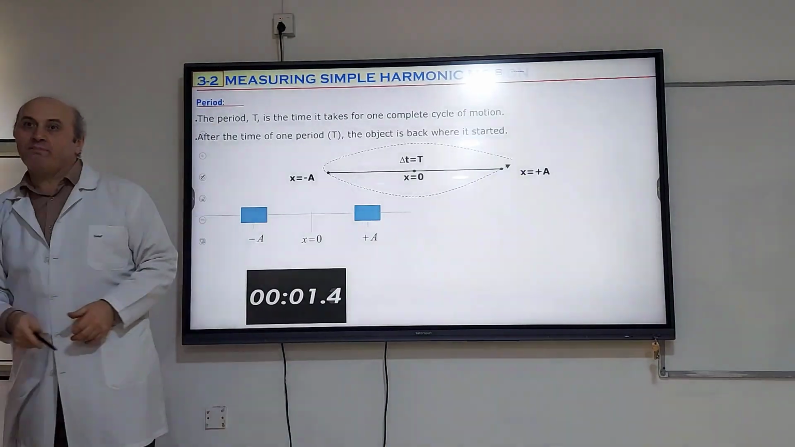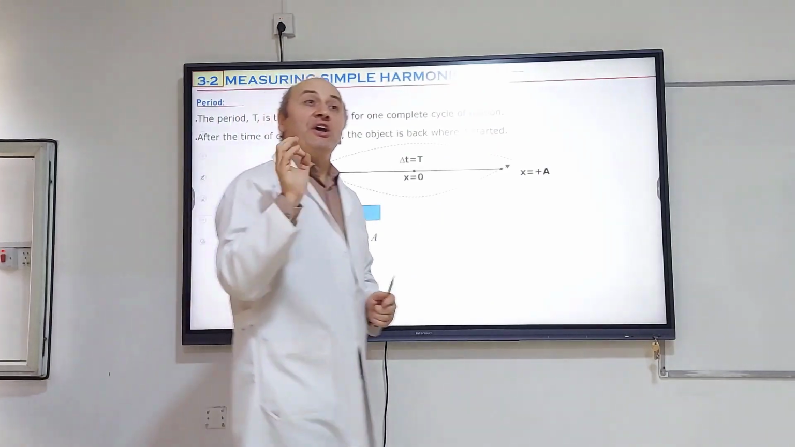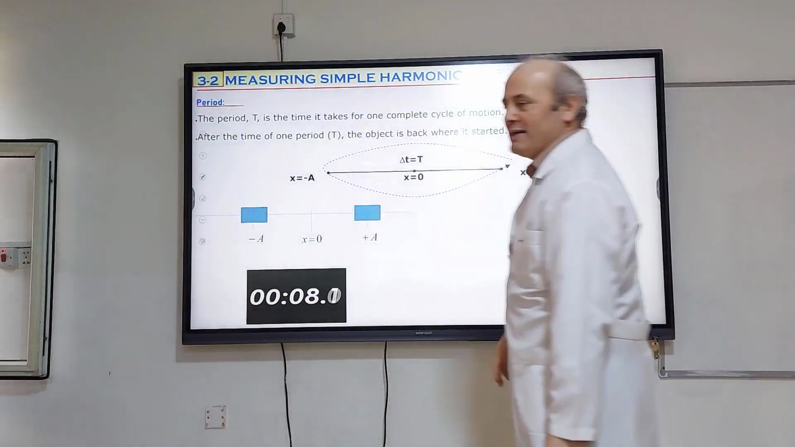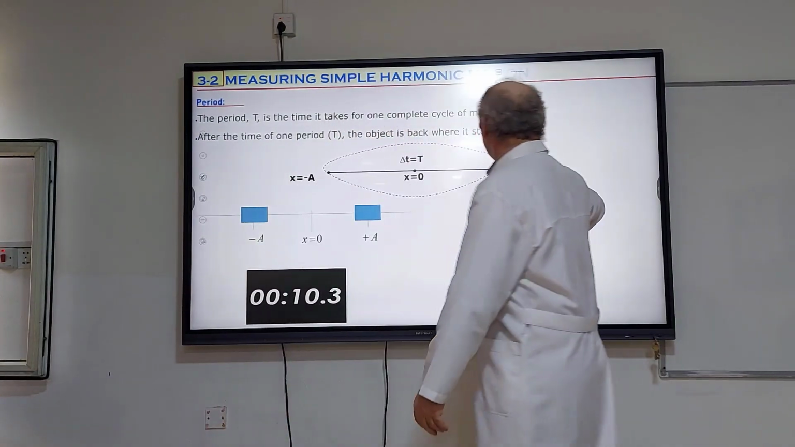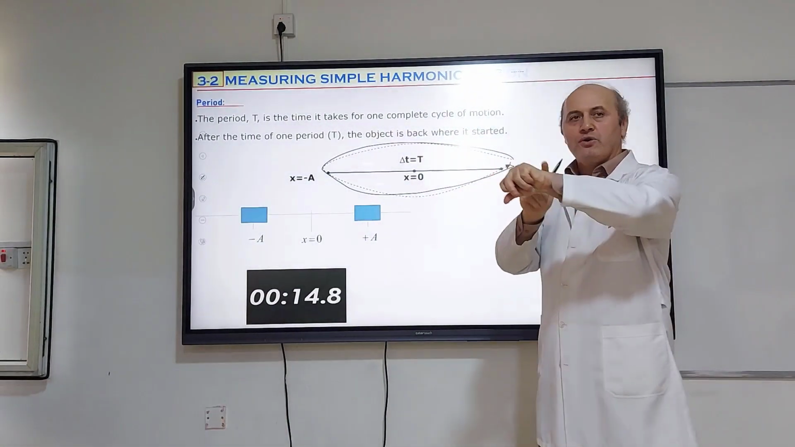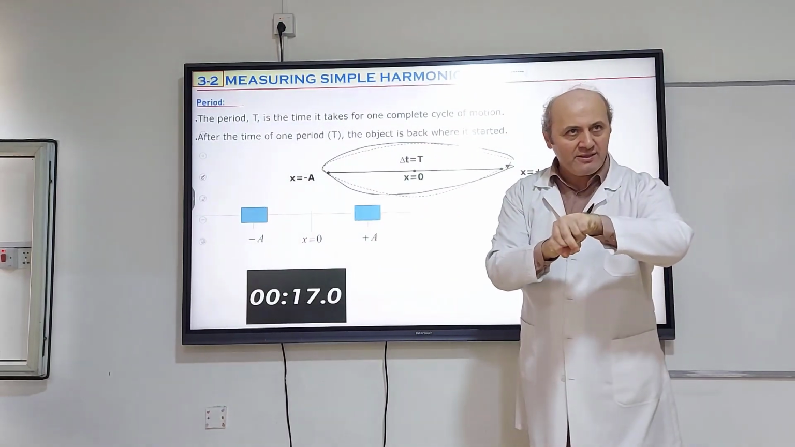Now, period. Period is time. It measures the time for one complete cycle. So when the object starts from positive A, goes to negative A, and back to positive A, you are going to count what is the time for this. It is the period.